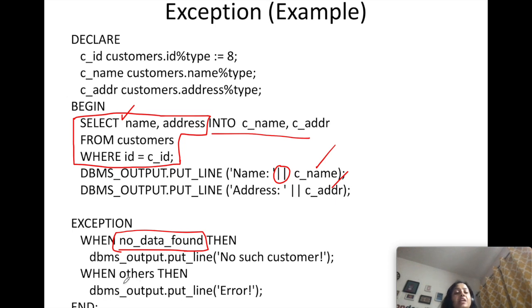Then we wrote WHEN OTHERS, which means if no_data_found does not match, it will come to the default exception, that is OTHERS, and then dbms_output.put_line 'Error'.